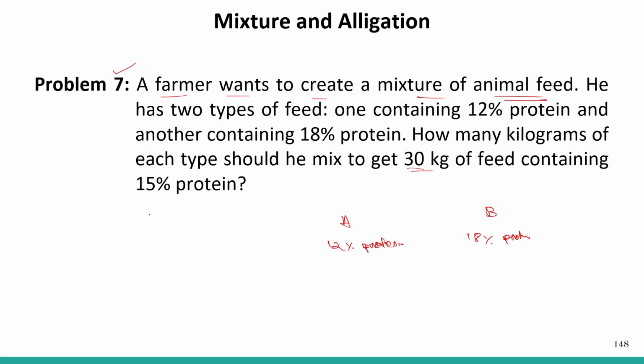Okay, this is the target mixture we want. So let's see how much pure protein is there. So the amount of pure protein is equal to what? 30 kg into its concentration, which is 0.15, because 15% in decimal form is 0.15. So this is equal to what? So this will be 4.5, right? So this much kg of pure protein is there. Okay, so this must be equal to the amount of protein from type A and type B.